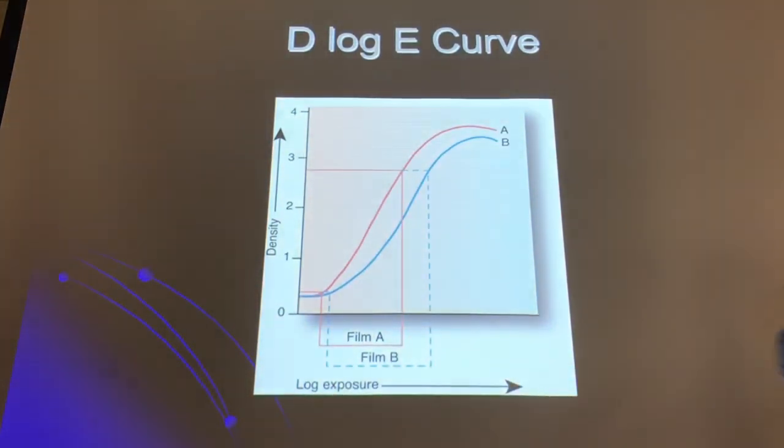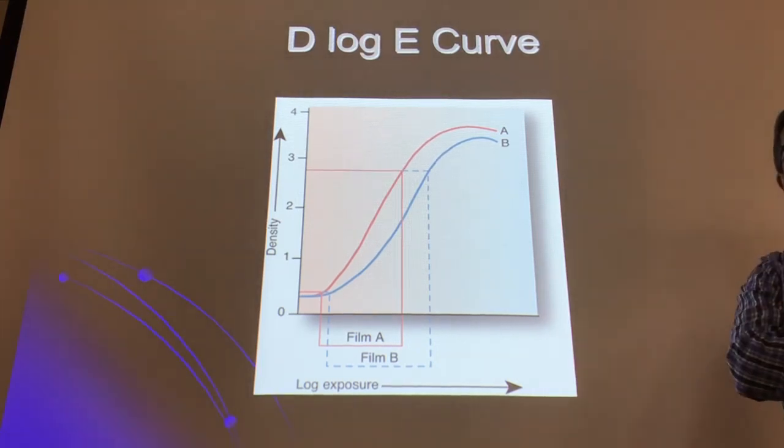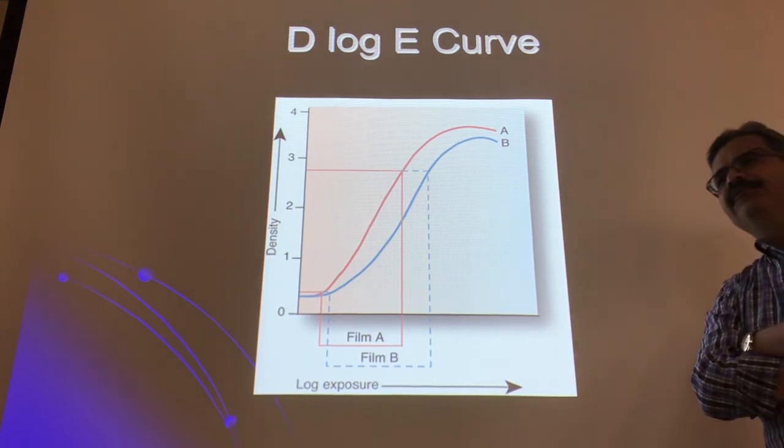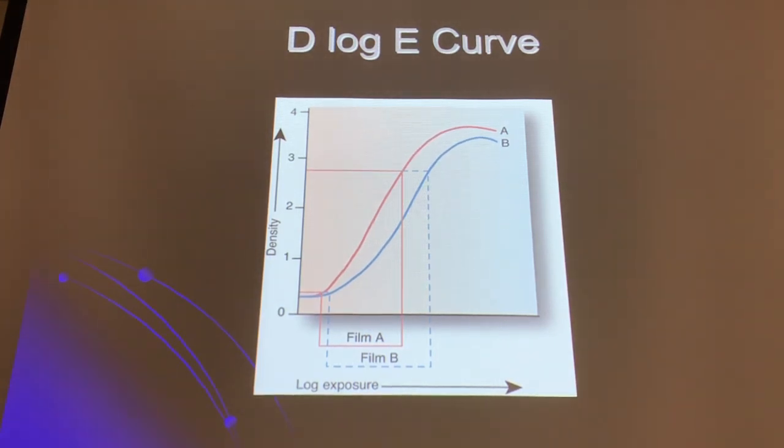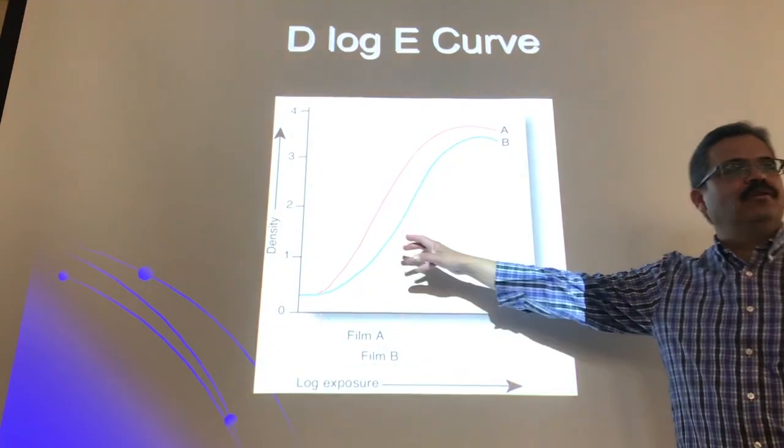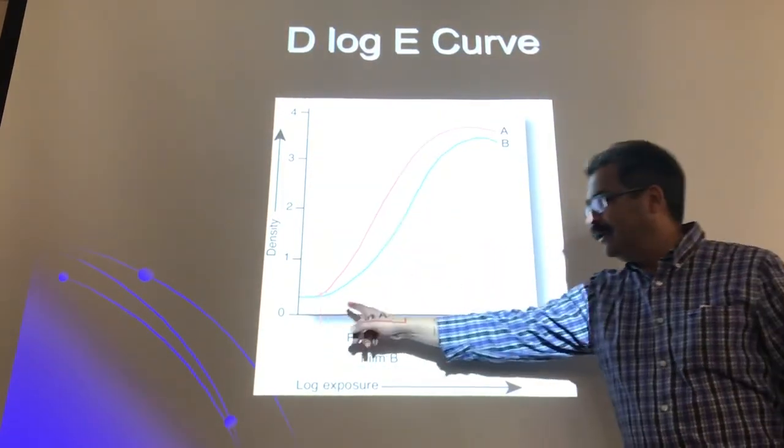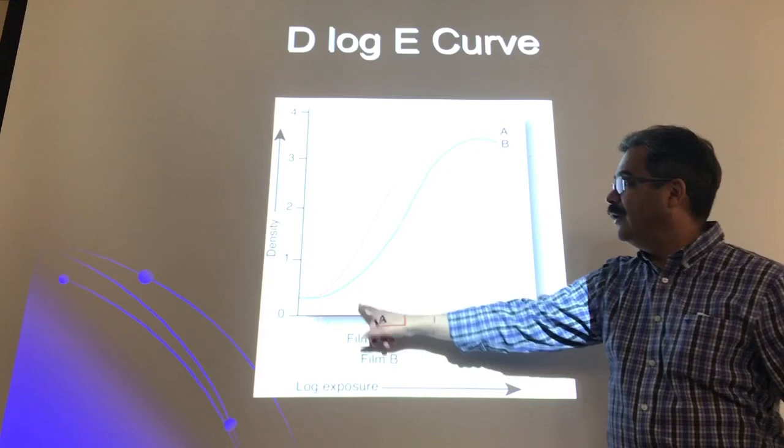Now let me ask you this. Between film A and film B, which one is the fastest film? A. Why? Because the shorter the exposure, the faster the density increases. Do you agree with that? Everybody agrees with that? Yes. So this is the fastest screen, this is the slowest screen, because with less exposure, you're going very quickly.